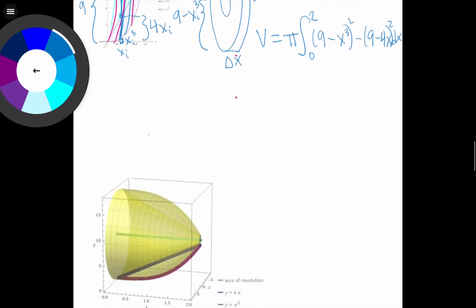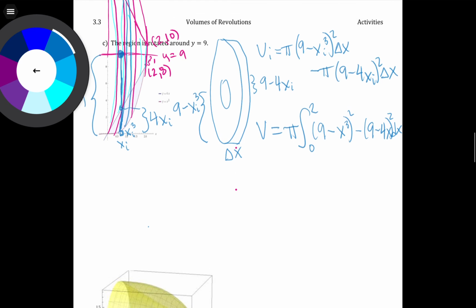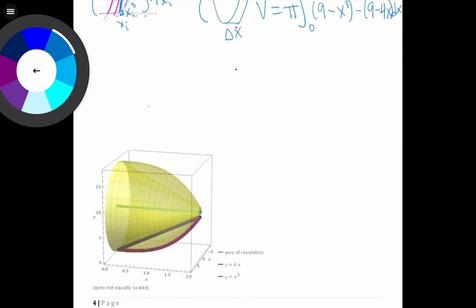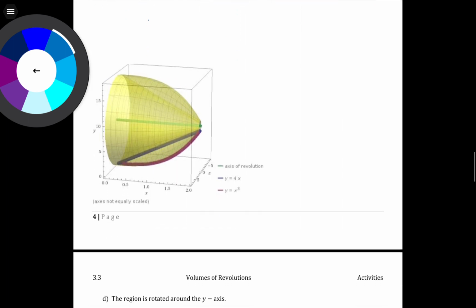And there is the computer-generated version. So you can see bowl-shaped outside, perfect cone missing out of the middle. Yeah, so sometimes they're prettier.